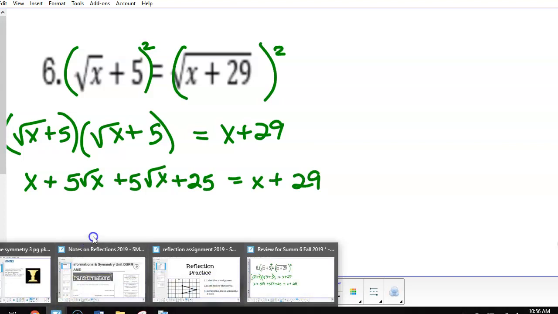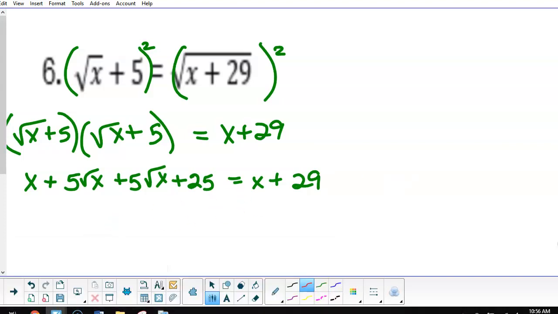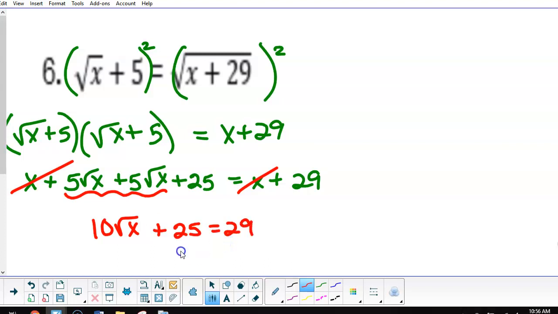Okay, ideas? Okay, we can combine those and get 10 square roots of x. Can I subtract an x off each side at the same time? So get rid of that. Then I have a plus 25 equals 29. If I subtract, I have 10 square roots of x, I'm sorry. We're doing our algebra first, so we're subtracting. Get 4. Then what?